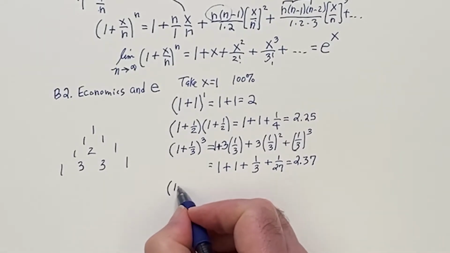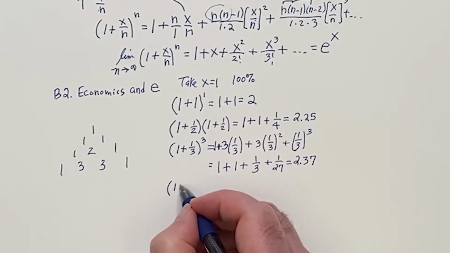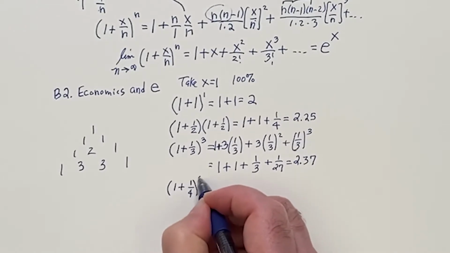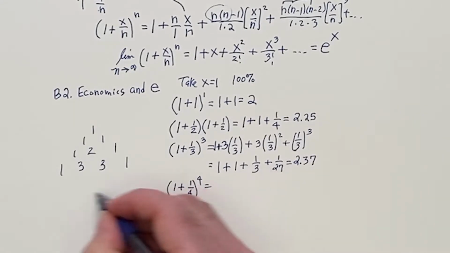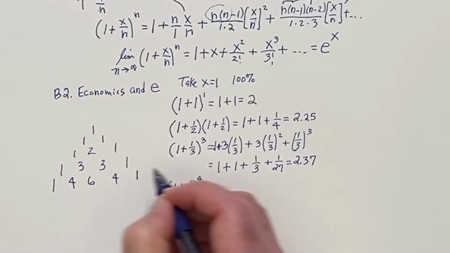Well, now suppose that was every 4 months. This is every 4 months, a third of a year. Suppose you did every 3 months, a fourth of a year, like the 4 seasons. Then you would have this at the end of the year compounded 4 times. And remember, this is 1, 4, 6, 4, 1.